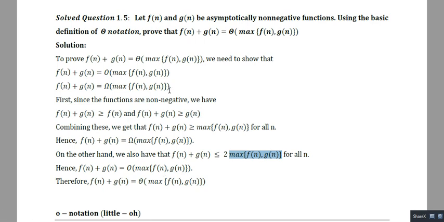So f(n) plus g(n), the total function, is big omega of this, and the total function is also big O of this. So by combining these two, we can say f(n) plus g(n) is equal to theta of max(f(n), g(n)), right?